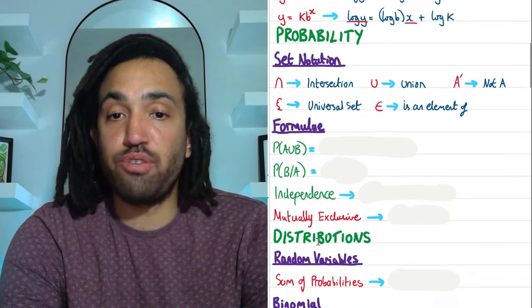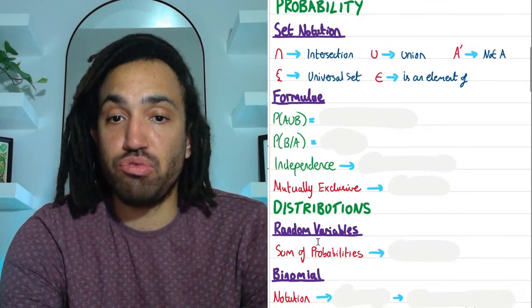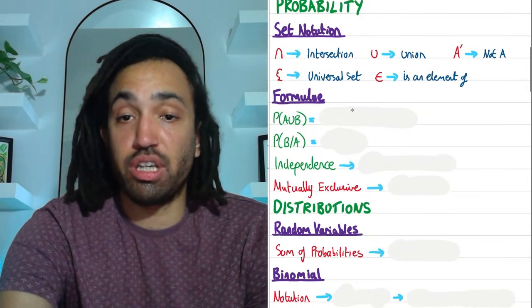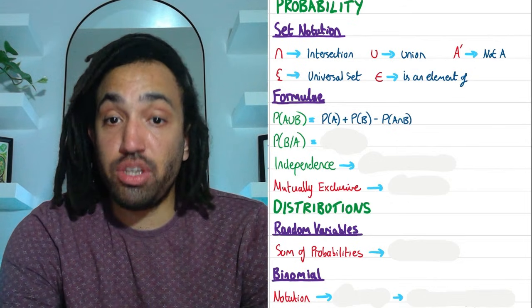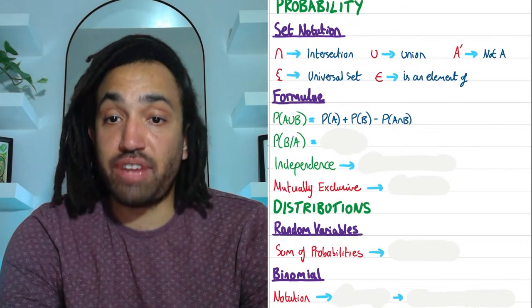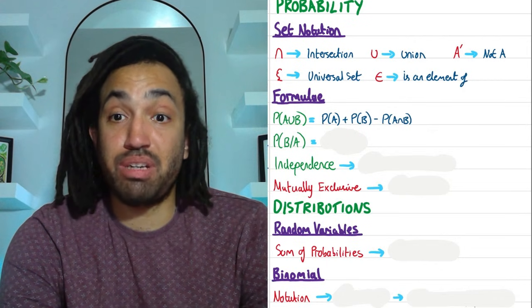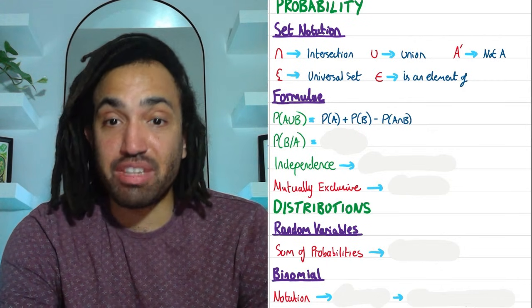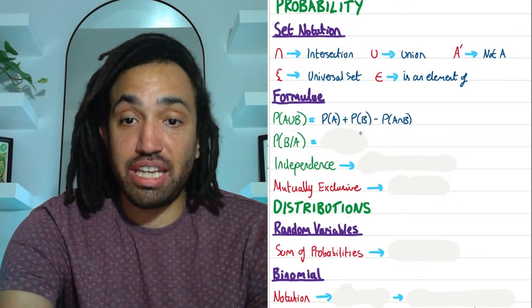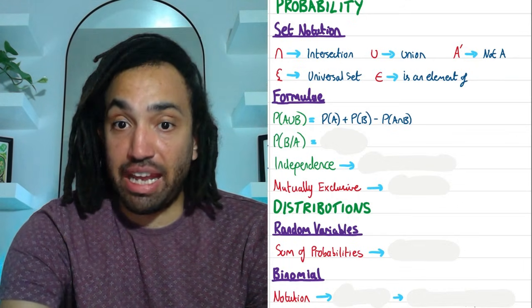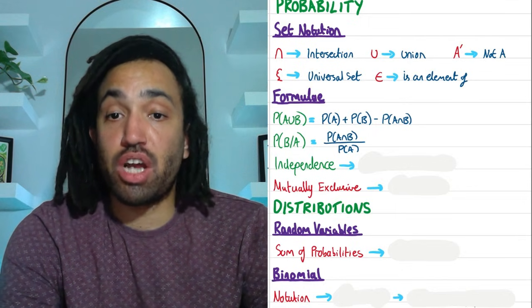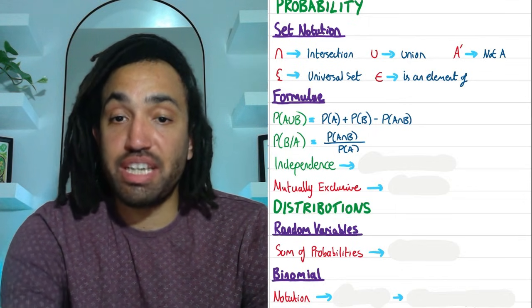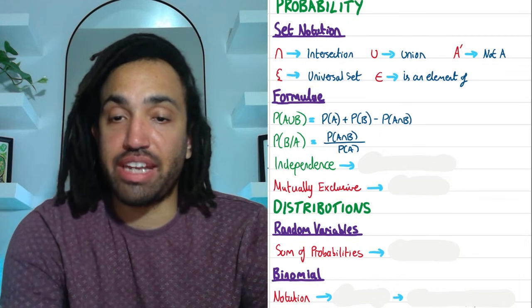Let's move on to formulae. Here I've highlighted these in green because they are in your formula book. I do recommend learning them anyhow. The probability of the union occurring is equal to the probability of A plus the probability of B minus the probability of the intersection. And the probability of B given A, the conditional probability, is the probability of the intersection over the probability of A. So whatever is given, A is given here, so A goes on the bottom.